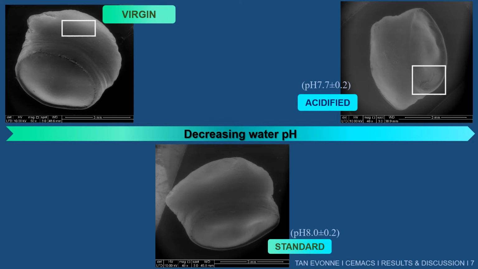As we can see, in the standard condition, there are also significant peeling, aging, and a rather rough surface compared to the virgin microplastics. This result suggested that the current seawater condition is also capable of causing polymer aging and degradation.